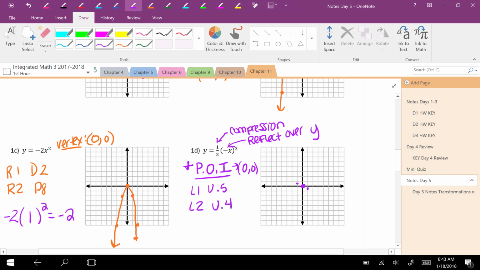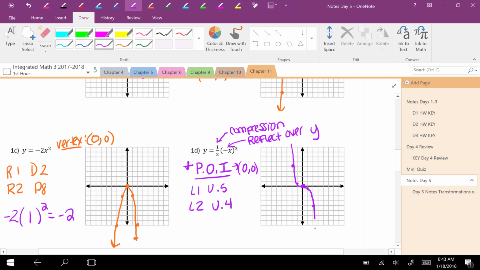Good, very good. And here's how they got that. Again, usually I go right 2, up 8. But because I have this negative, it's going to make me go left 2. And then instead of going up 8, I divide by 2 and I get 4. So I have left 2, up 1, 2, 3, 4. And then that also happens here.